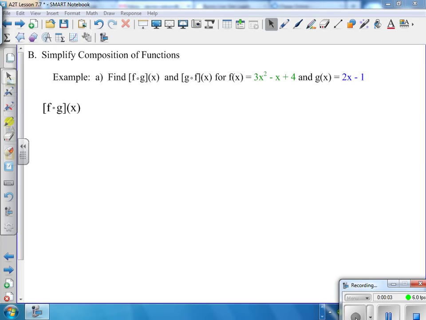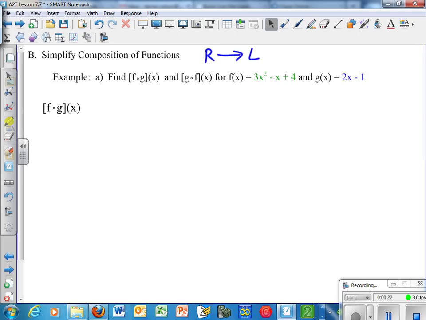Okay, continuing on here in 7.7 with composition of functions. We just got done looking at when the two functions were given as relations. And again, the key is you got to work right to left. Just remember that with composition of functions, we're working right to left.